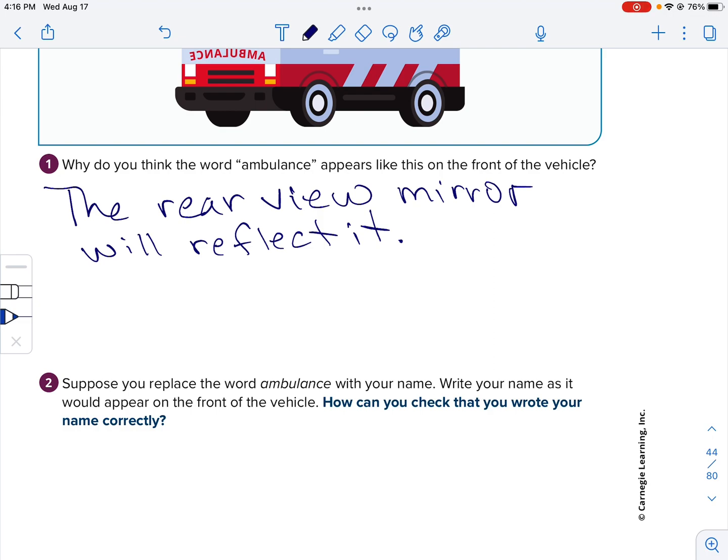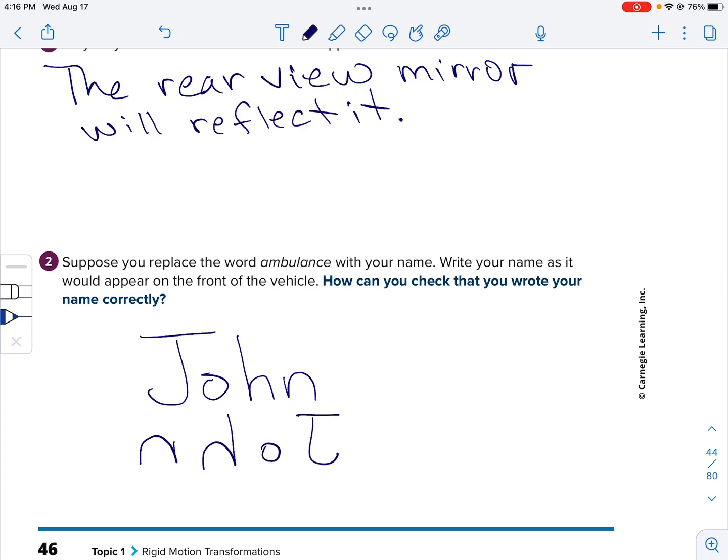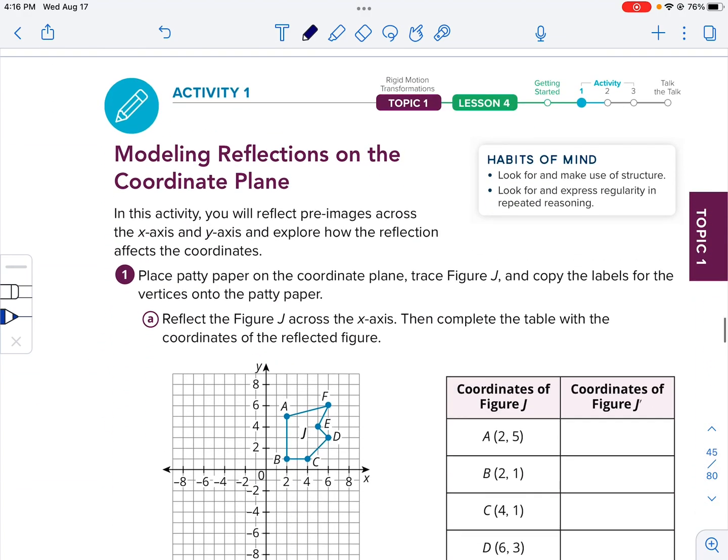Suppose you replace the word ambulance with your name. Write your name as it would appear on the front of the vehicle. Okay, so let's say my name is, I don't know, John. That's how it would look this direction. If I was to go backwards, it would look like that. And how can you check it? Use a mirror to check it.